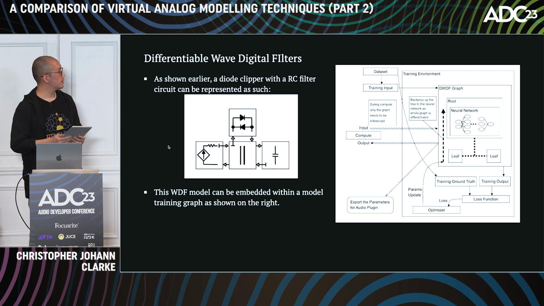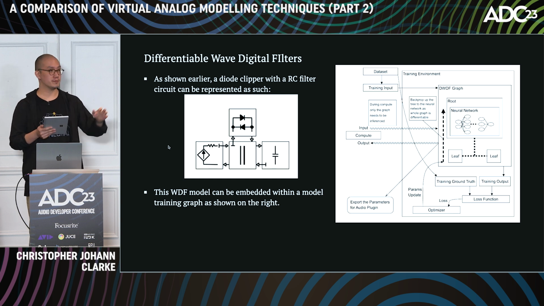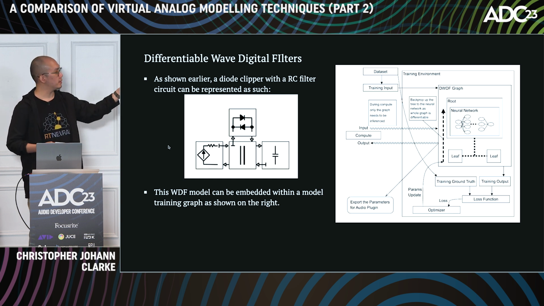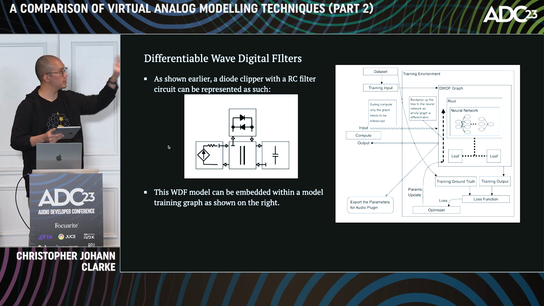Next, I speak about differentiable wave digital filters. As a quick overview, we showed that a circuit like this, a diode clipper, can be expressed as a tree structure. And what we can then do is replace the nonlinear element, or in this case, the diode pair, with a new trainable neural network, and then place this whole structure inside the trainable graph.